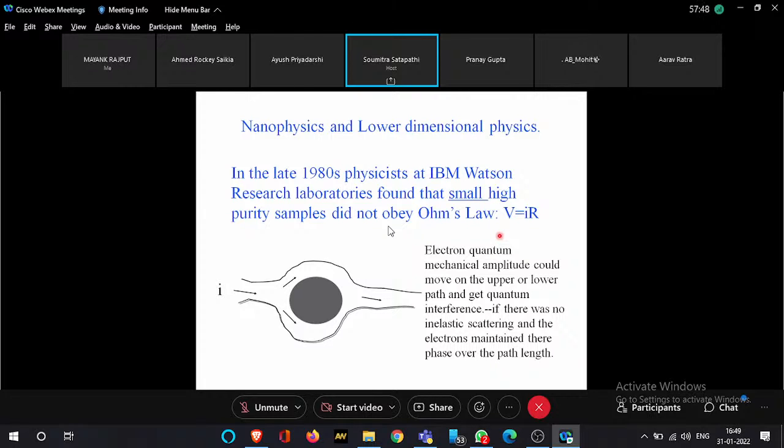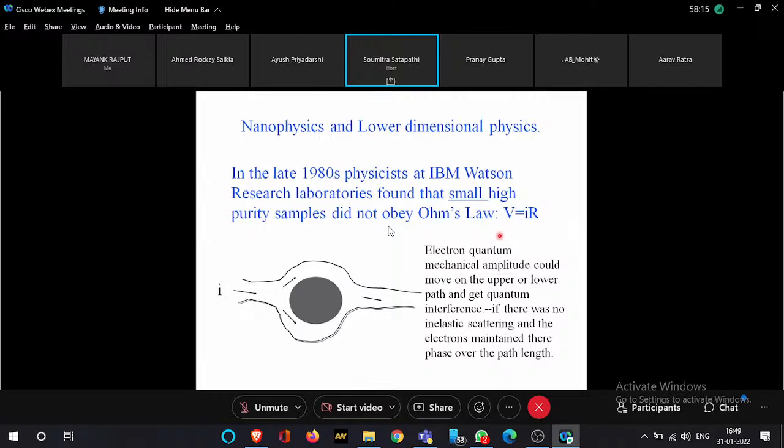We know that V is equal to IR. If I supply a voltage across a wire, there will be a current, and how much current there will be is determined by the resistance, right? And also by the shape, the geometry of that wire, which comes in the resistivity term. But there are systems where people have found that they do not obey this law of Ohm, and that was first found in this IBM Watson lab.